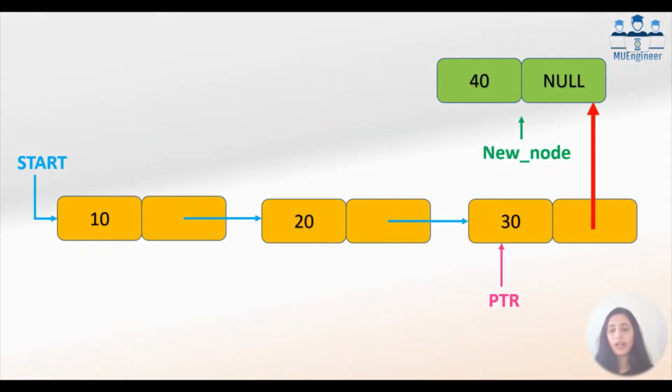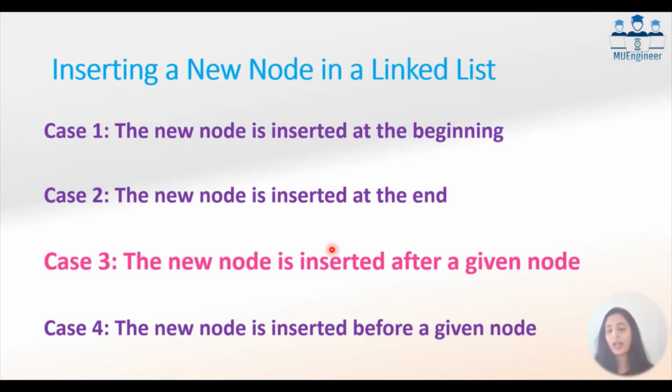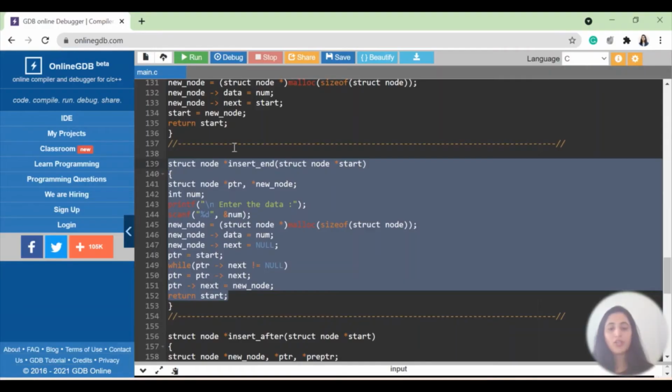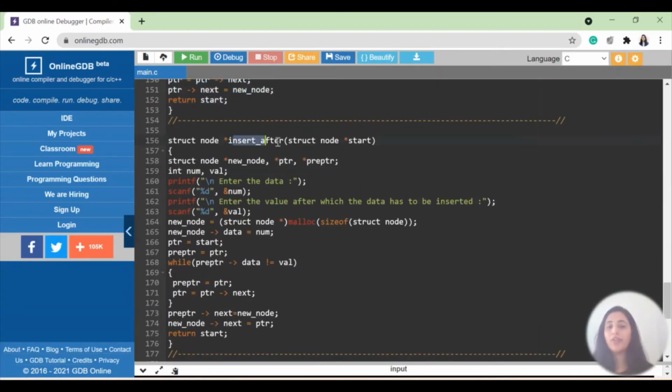Now let us go ahead and understand the next type, where a new node is inserted after a given node. In between the linked list, I have to add a new node after some node. For example, there is 20, and after 20 I want to add a new node, say 40. I will store 20 in variable val and the new node 40 in variable num. How do I do that? Insert after is the function which we are learning now.